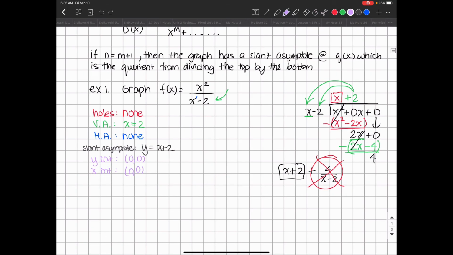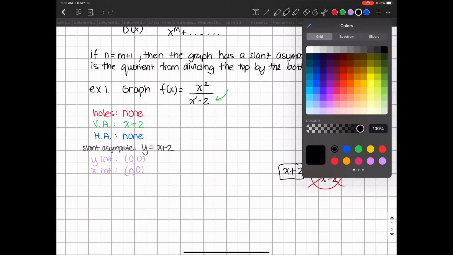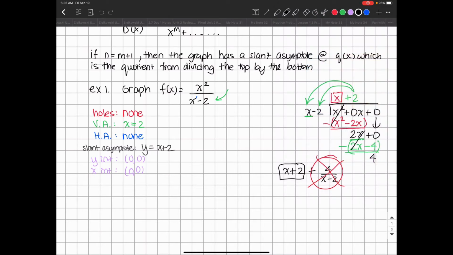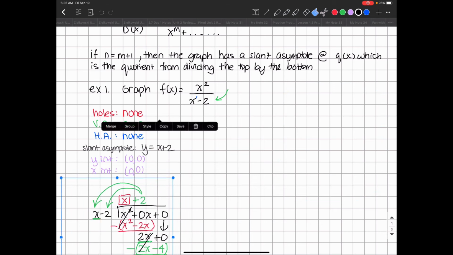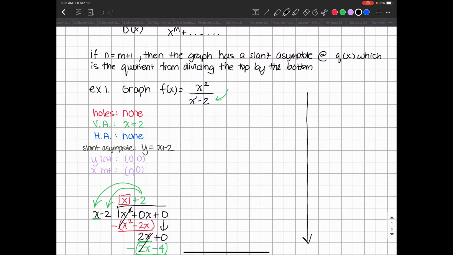So I'm going to draw a graph. Oops. I'm going to erase this, or actually, I'll just move it over here. Okay, and then I'm going to graph this. All right. First, I'm going to graph my vertical asymptote. So I have a vertical asymptote at x equals 2, right here.